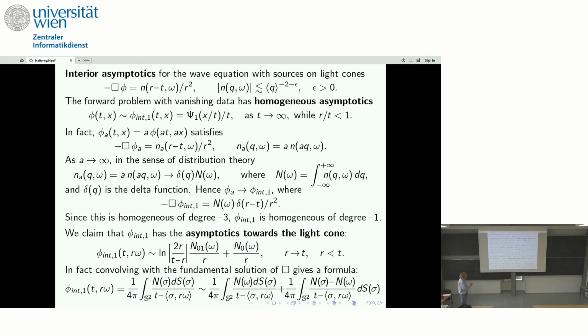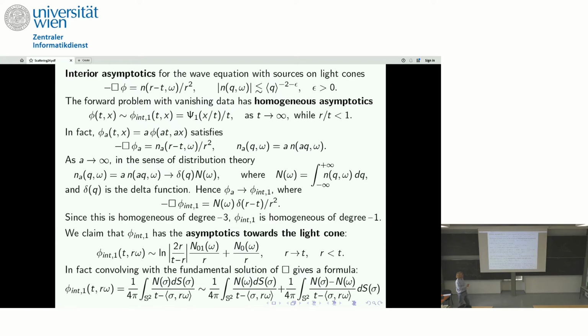Yeah, so the right-hand side here converges to a delta function on the lightcone. Q is (r minus t) divided by r squared times n over omega, where n is the integral of this. And the right-hand side is homogeneous of degree -3 because the delta function distribution is homogeneous of degree -1.